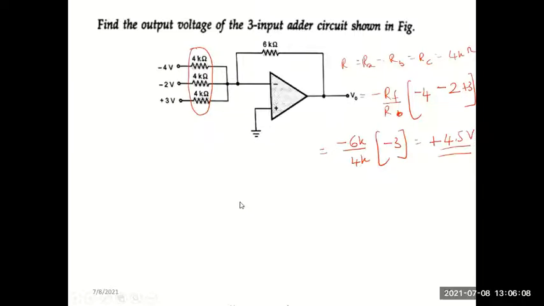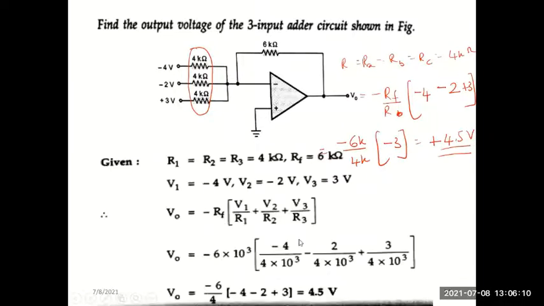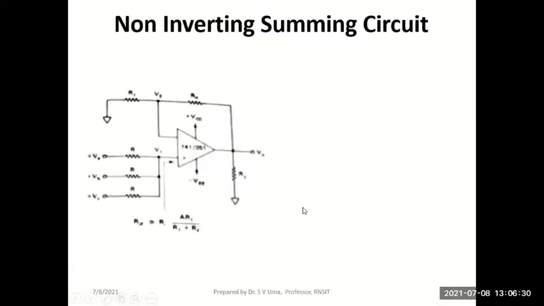So I hope, however it is given, it should be clear for you to solve. Yes, it is 4.5 volts. So very easily, if you just look at this condition, you can directly know what expression to write for V0. You just take the common factor minus RF by R and take these terms inside. Okay. The next is non-inverting summing amplifier.